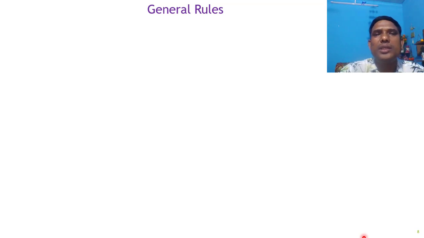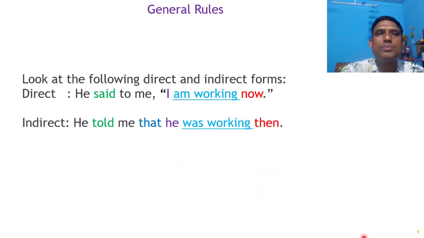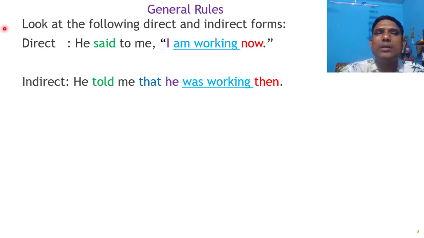Dear students, in order to change direct speech into indirect speech, or direct narration into indirect narration, you have to know some general rules. Look at the following direct and indirect forms and notice the changes very carefully. Direct: he said to me, "I am working now." Indirect: he told me that he was working then.